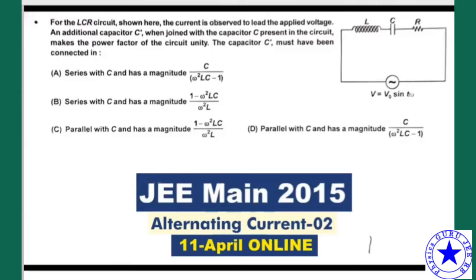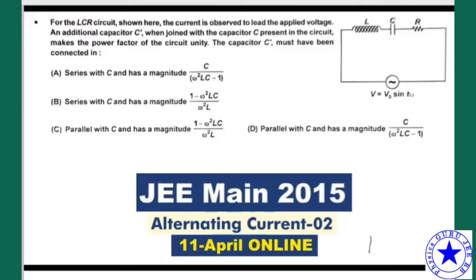For the LCR circuit shown here, the current is observed to lead the applied voltage. An additional capacitor C', when joined with the capacitor C present in the circuit, makes the power factor of the circuit unity. The capacitor C' must have been connected in... So he has given the options here. Now, how to proceed with this problem?